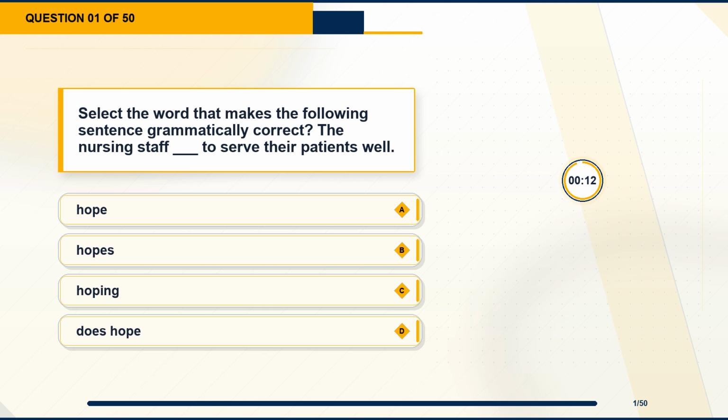Question 1. Select the word that makes the following sentence grammatically correct. The nursing staff blank to serve their patients well. Option A, hope. Option B, hopes. Option C, hoping. Option D, does hope.